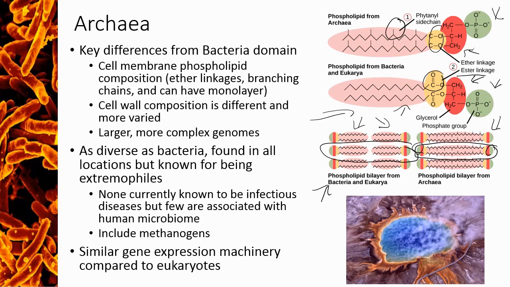Archaea are also well known for being extremophiles, which is because they are found in extreme environments, such as the hot springs in Yellowstone or deep under the polar ice caps. However, they're also found in normal locations, such as the soil, and we now know there are at least a couple species associated with the human microbiome. Interestingly, archaea are actually more closely related to eukaryotes than to bacteria when you examine their gene expression machinery.